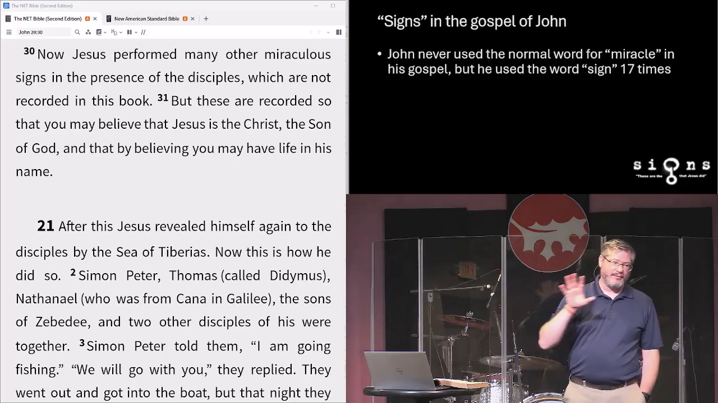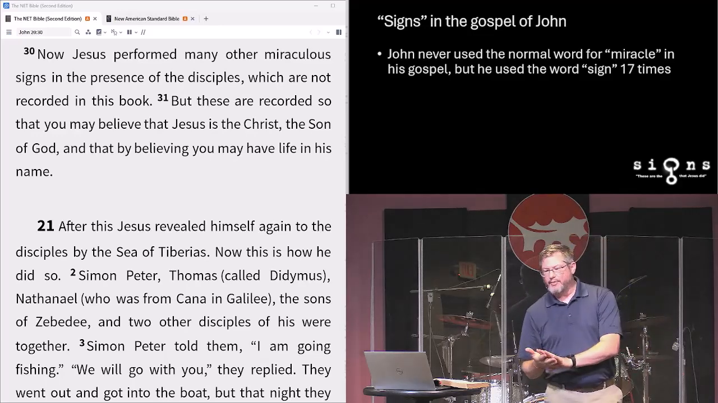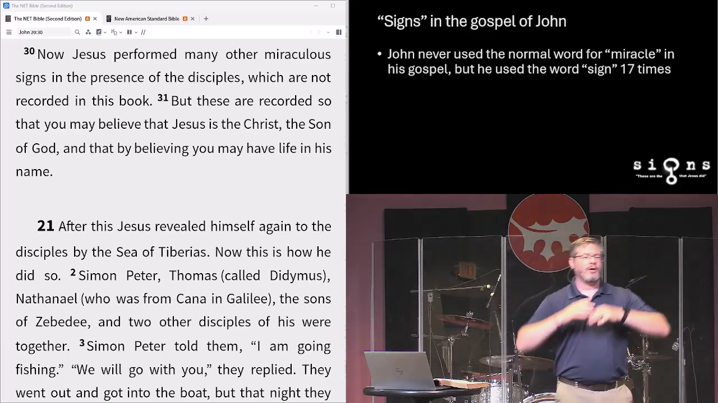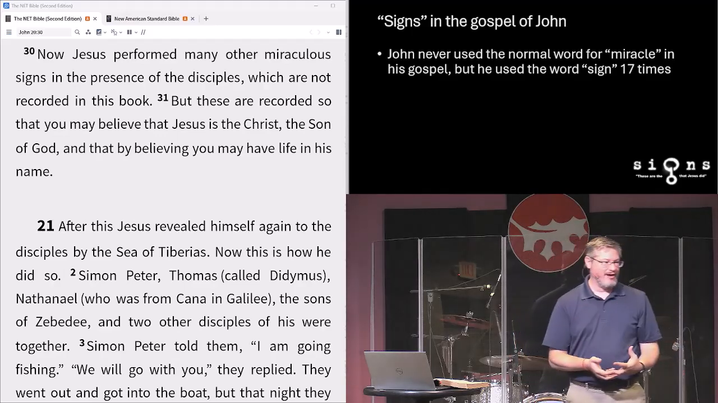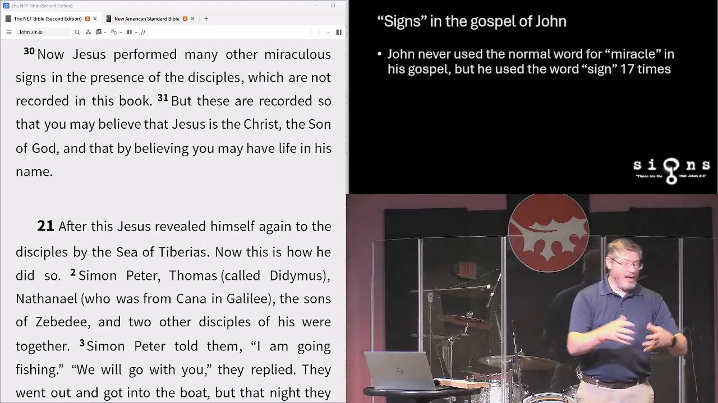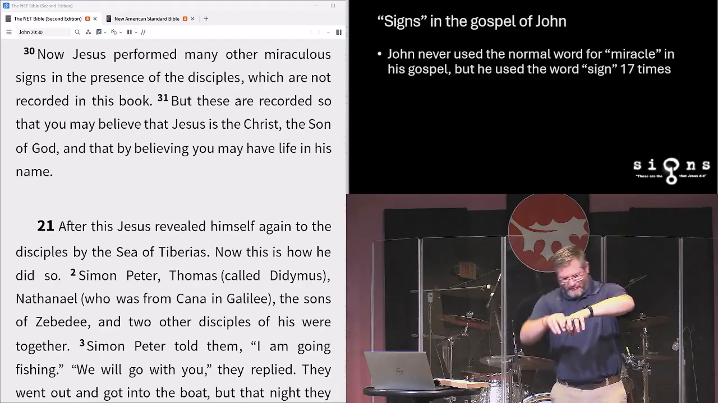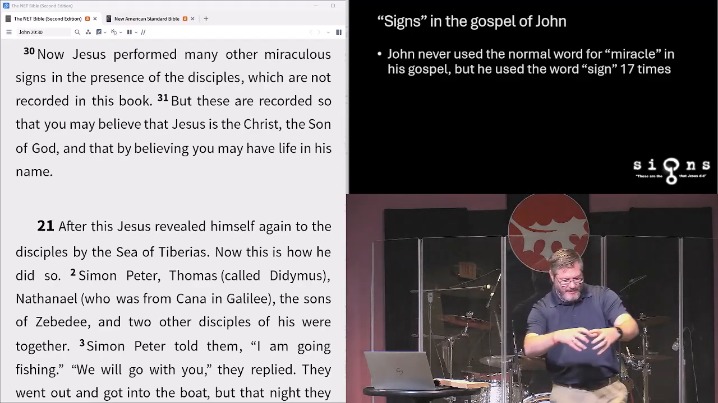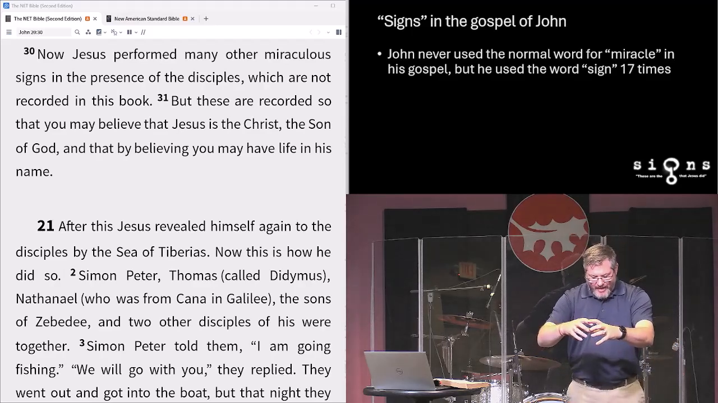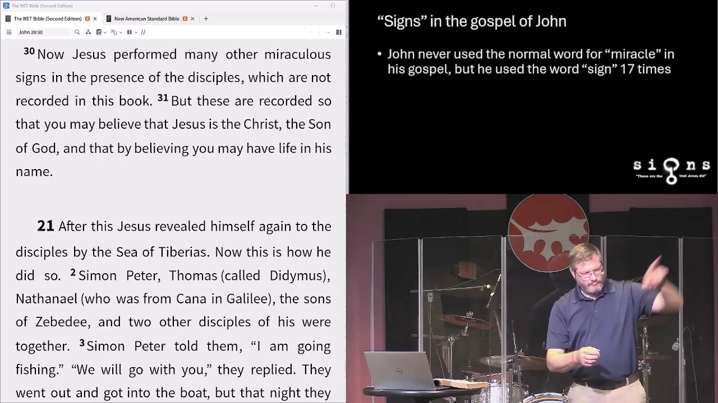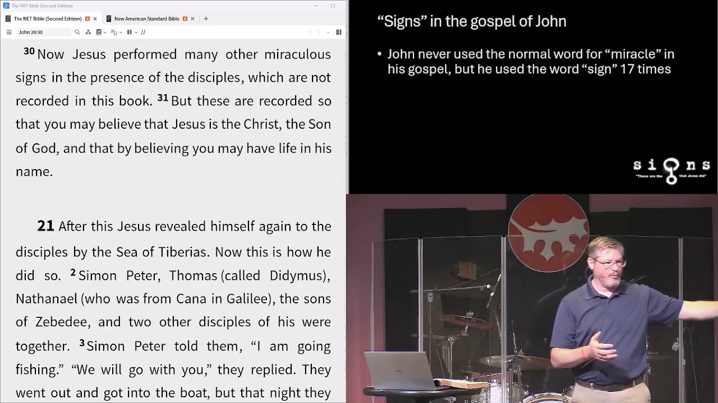It's really interesting that John never used the normal word for miracle. John does not call these miracles. Matthew, Mark, and Luke call them miracles. John calls them signs because it's never about the miracle. The miracle never stands on its own. They were miracles, as we will see. But John said it's not about the fact. It's not about the thing. It's not about the event. It's that event or that thing that Jesus did pointed somewhere else. It's a sign. It's a signpost pointing somewhere else.